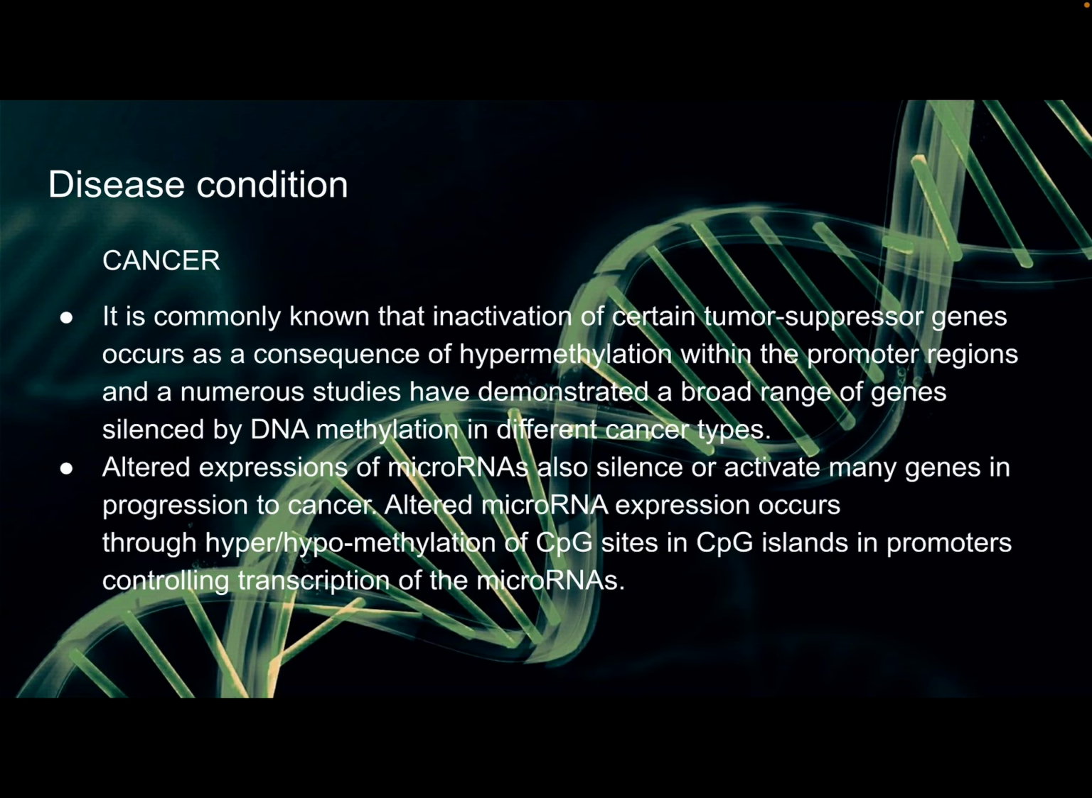It is commonly known that inactivation of certain tumor suppressor genes occurs as a consequence of hypermethylation within the promoter regions, and numerous studies have demonstrated a broad range of genes silenced by DNA methylation in different cancer types. Altered expression of microRNAs also silence or activate many genes in progression to cancer. Altered microRNA expression occurs through hyper or hypomethylation of CpG sites in CpG islands in promoters controlling transcription of the microRNAs. Next is atherosclerosis.